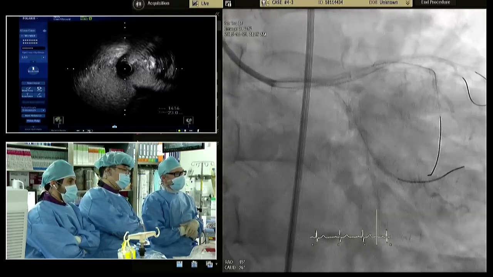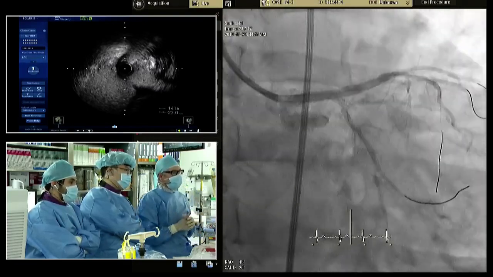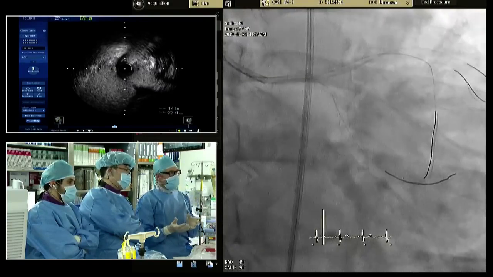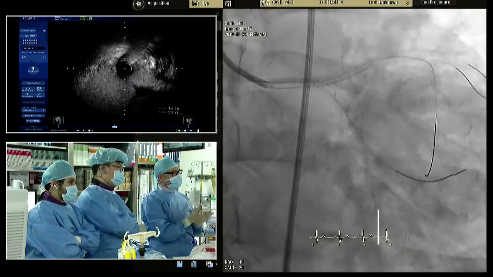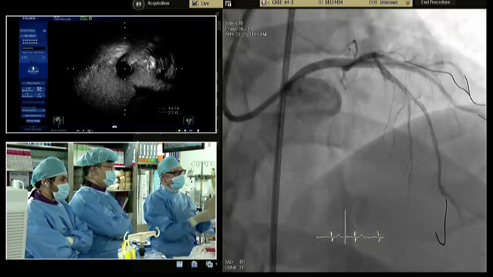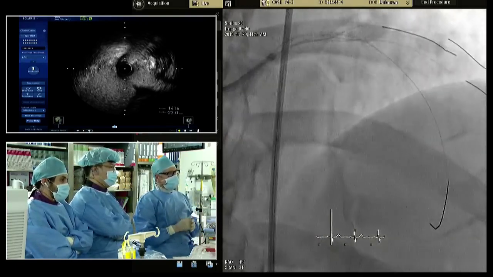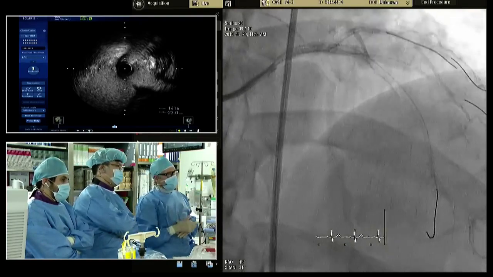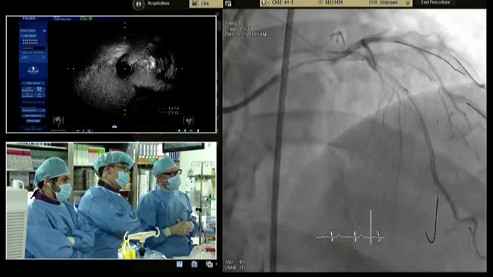In caudal view, we can see that we have not lost any branches because we respect the fractal law. And now we will exchange wires. Okay, so this is caudal. You can see that there is some carina shifting in the diagonal branches.